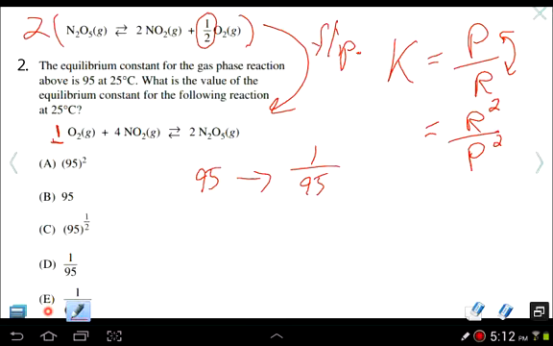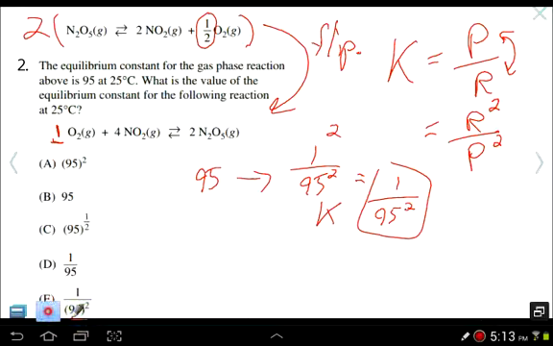The whole equation gets multiplied by 2, so we would square both the top and the bottom. But 1 squared still gives you 1, so you end up with 1 over 95 squared for the new equilibrium constant. And that is actually hiding right below the pen. Right here. And that is how we solve that.